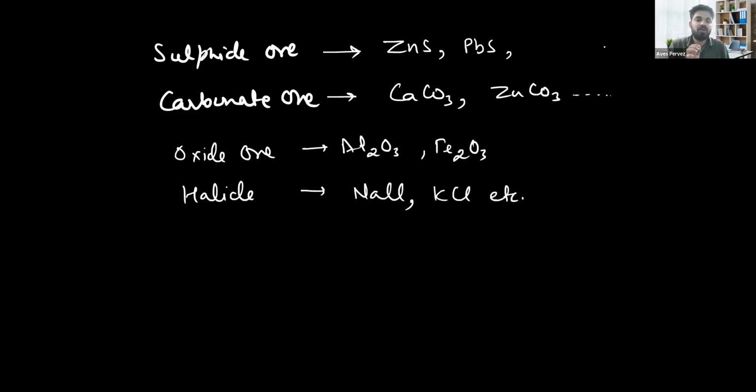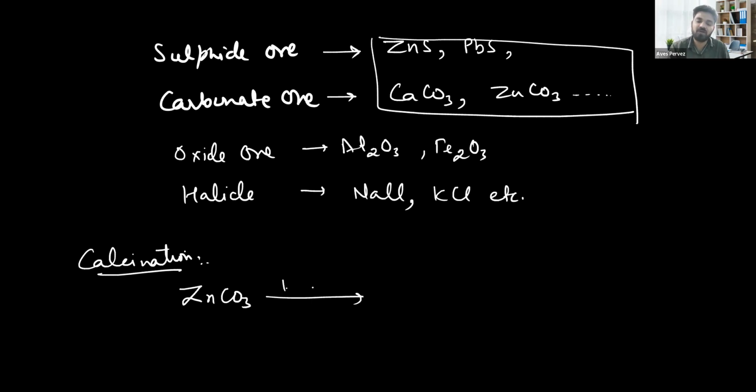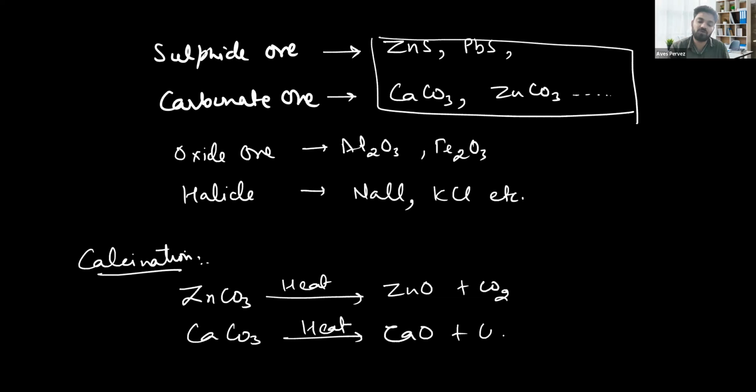So we need to bring this ore into its respective oxide. For this we do calcination, which you have written in your copy. I'm just revising. In calcination we convert the carbonate, in the absence of air, by heating it continuously. ZnCO3 gives ZnO plus CO2. Similarly, CaCO3 when heated gives CaO plus CO2. So in the absence of air we heat the carbonate ore. This was calcination that we discussed in the previous class.